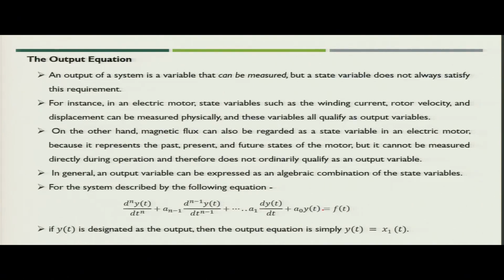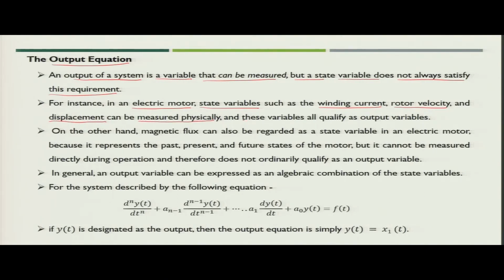Now, let us talk about the output equation. An output of a system is a variable that can be measured, but a state variable does not always satisfy this requirement. Let us understand what it means. Say for example, in case of an electric motor, state variables can be like winding current or rotor velocity and displacement. So, these are measurable quantities.